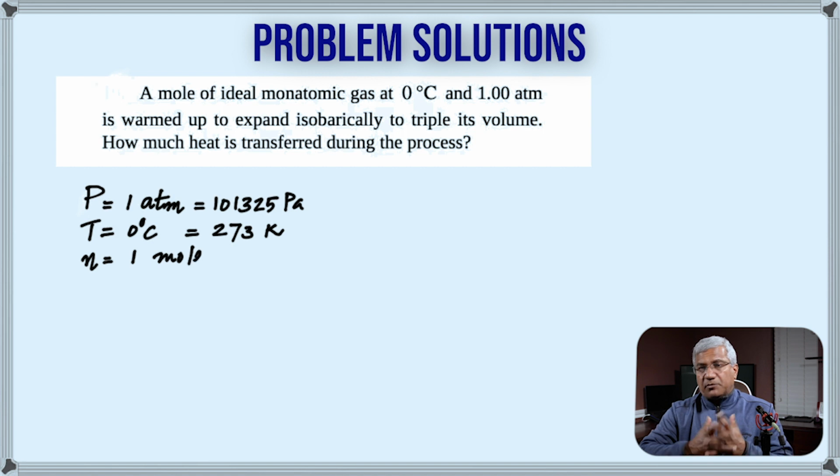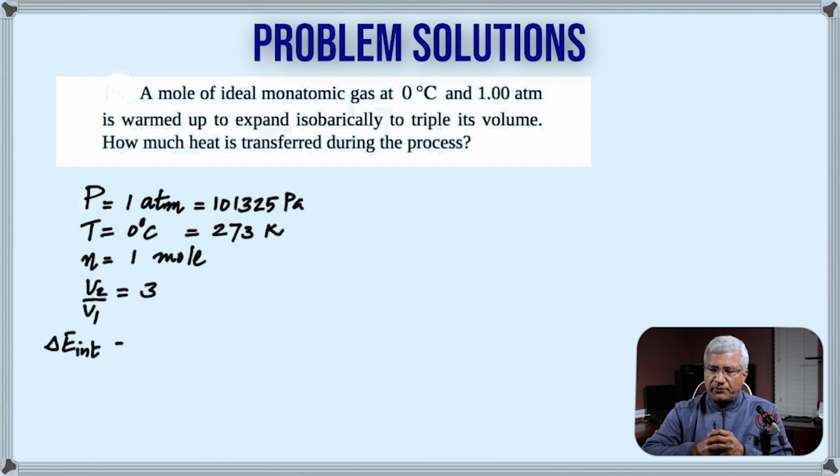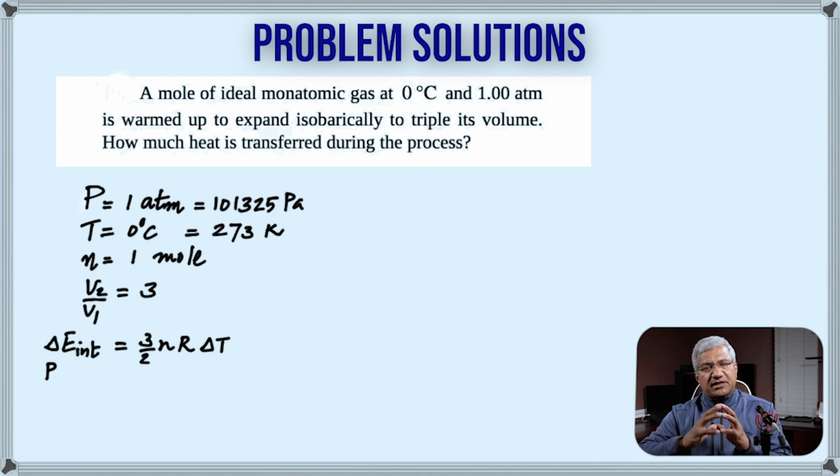Then the number of moles is 1. The ratio of the final to the initial volume is 3. The formula for change in internal energy is 3 by 2 nR delta T. Now the 3 by 2 is because it's a monoatomic gas. If it was diatomic, it would be 5 by 2. If it is triatomic, it would be 6 by 2. So here it's monoatomic, so it's 3 by 2 nR delta T.